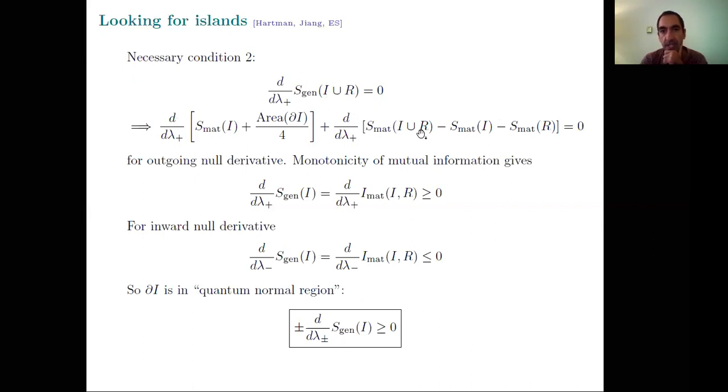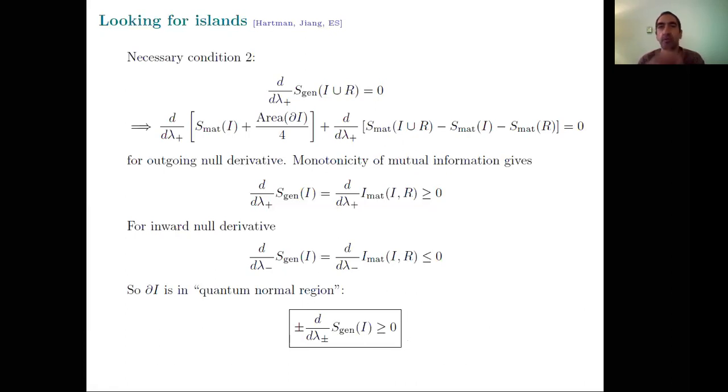And you can see that this is just negative the mutual information. So in particular, monotonicity of mutual information tells you that the outgoing null derivative of the generalized entropy of I is non-negative. And for the inward going null derivative, it's non-positive. So this is encapsulated by this pair of inequalities here, which defines a quantum normal region.